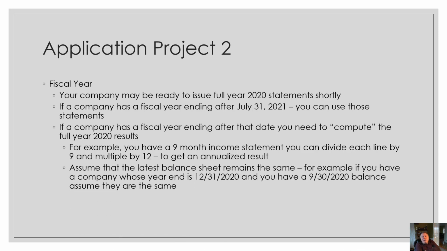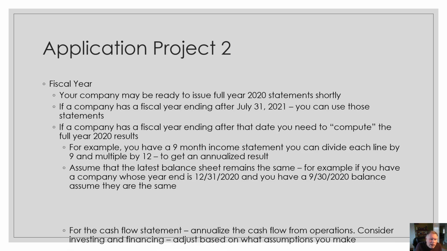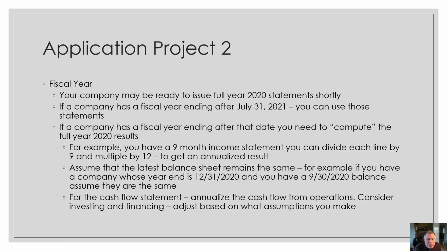Assume that the latest balance sheet remains the same. So if you have a company whose year end is 12/31/20 and you have a 9/30, make the assumption that they're the same. Whenever you're making assumptions, and assumptions are all right when we get into financial statement analysis, is to share what that assumption is. So in the case of the balance sheet, you could say, well, I assumed that the 9/30 balance sheet was 12/30.